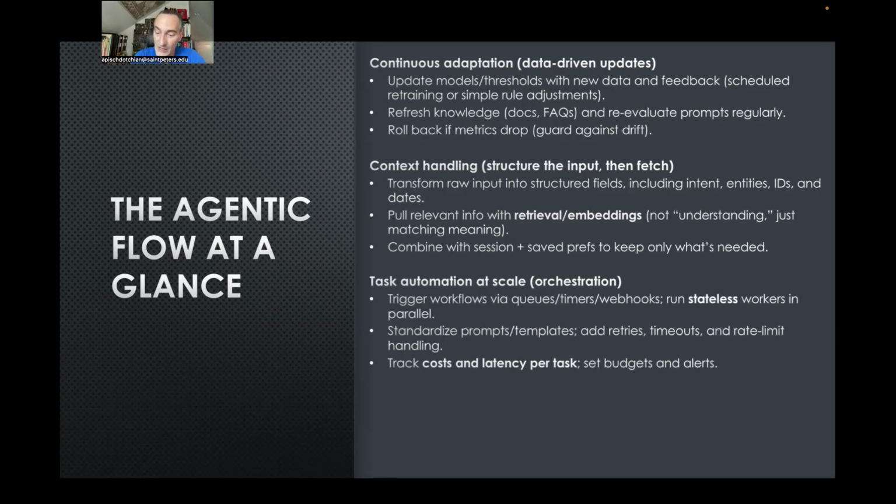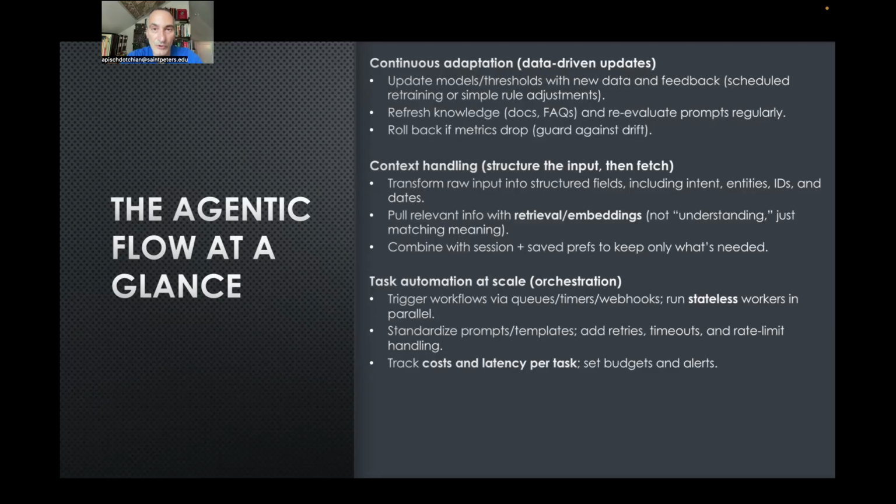Task automation at scale, also known as orchestration. Orchestration is a big undertaking by AI engineers and many software companies. They have an orchestrator that brings this whole entire tool set together. Trigger workflows via queues, timers, webhooks. It runs stateless workers in parallel. So these are not stateful, they do not remember, but it runs them in parallel.